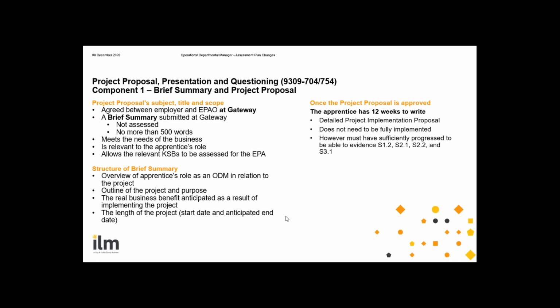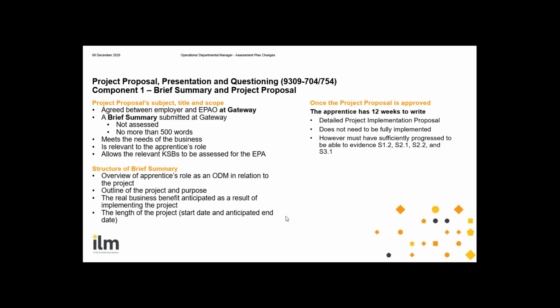This brief summary should demonstrate how the project proposal will meet the need of the business, should show how the project proposal will be relevant to the apprentice role, and it will need to give sufficient opportunity for the relevant KSBs to be covered and assessed at EPA stage.